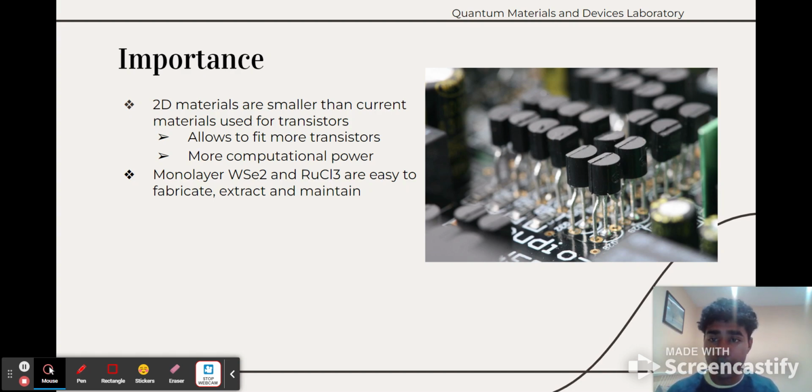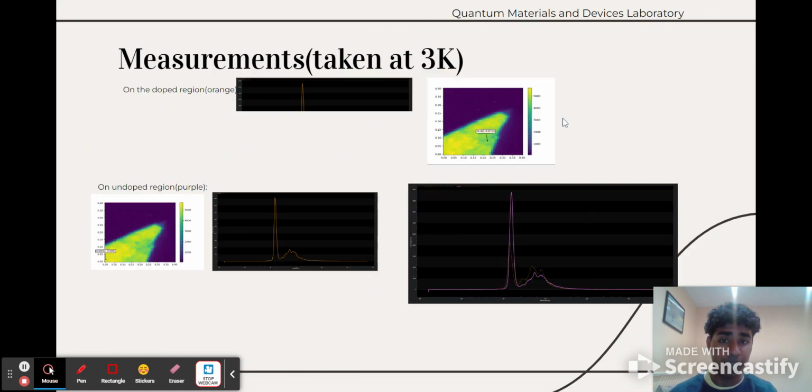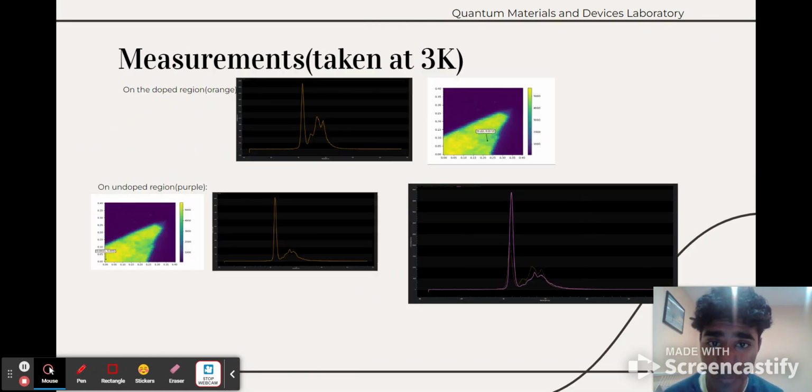So here's a picture of our sample that we got a chance to take some photoluminescence and Raman spectroscopy measurements on. This triangle is the base tungsten diselenide that's partially covered by the ruthenium chloride. And here are the results of our measurements that we took at 3 Kelvin just to make sure that the phonon interactions are at a very minimum.